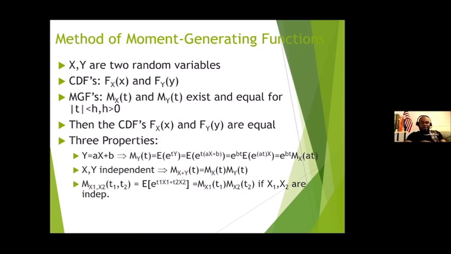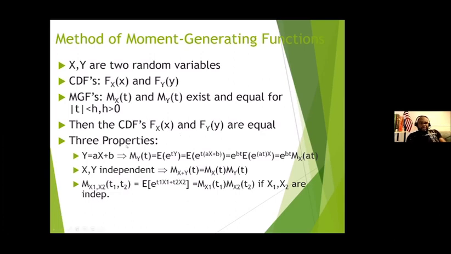I remember yesterday I told you that if we have two random variables, X and Y, and they have the same CDF, this is the CDF of X, this is the CDF of Y, then automatically, if the moment generating function exists, the moment generating functions will be equal. And if the moment generating functions are equal, then their CDFs are going to be equal. I'm going to say that again. If the random variables X and Y have the same moment generating function, automatically they're going to have the same CDF.